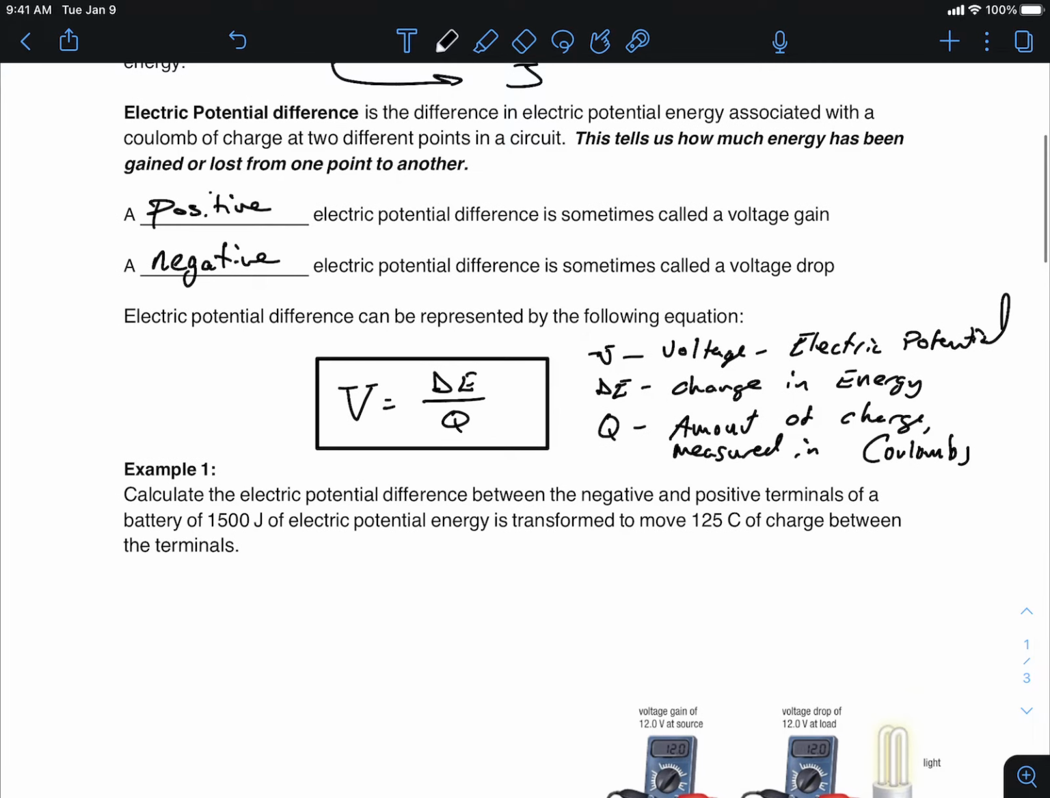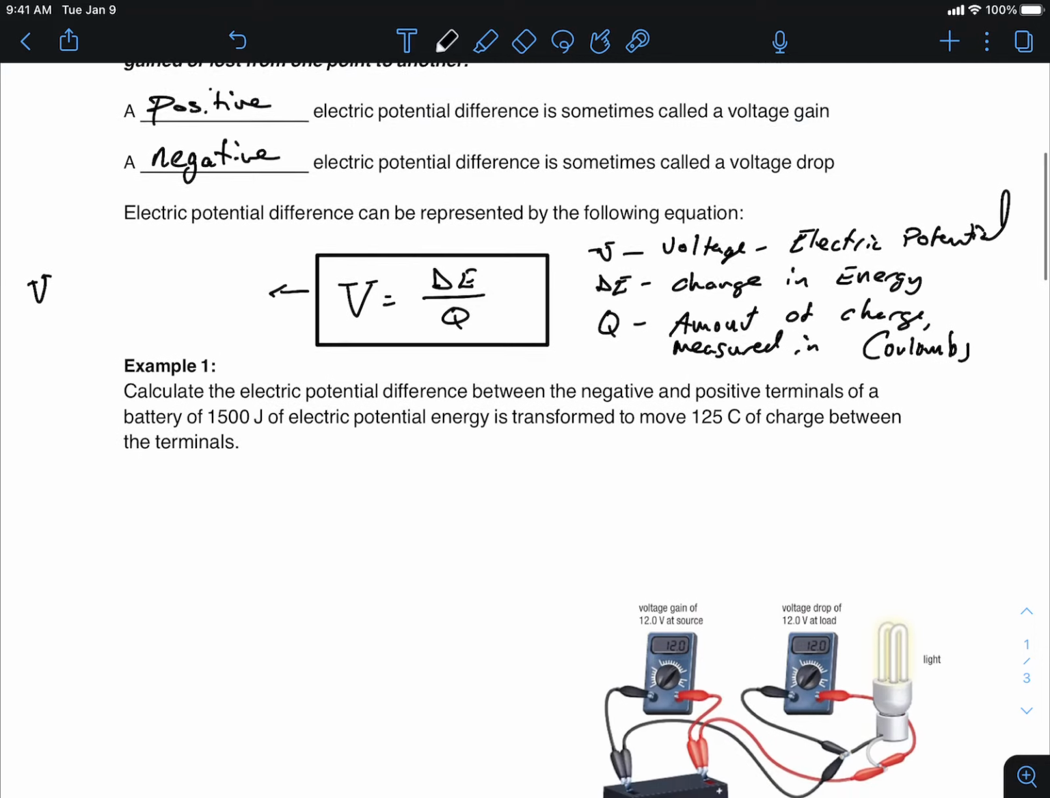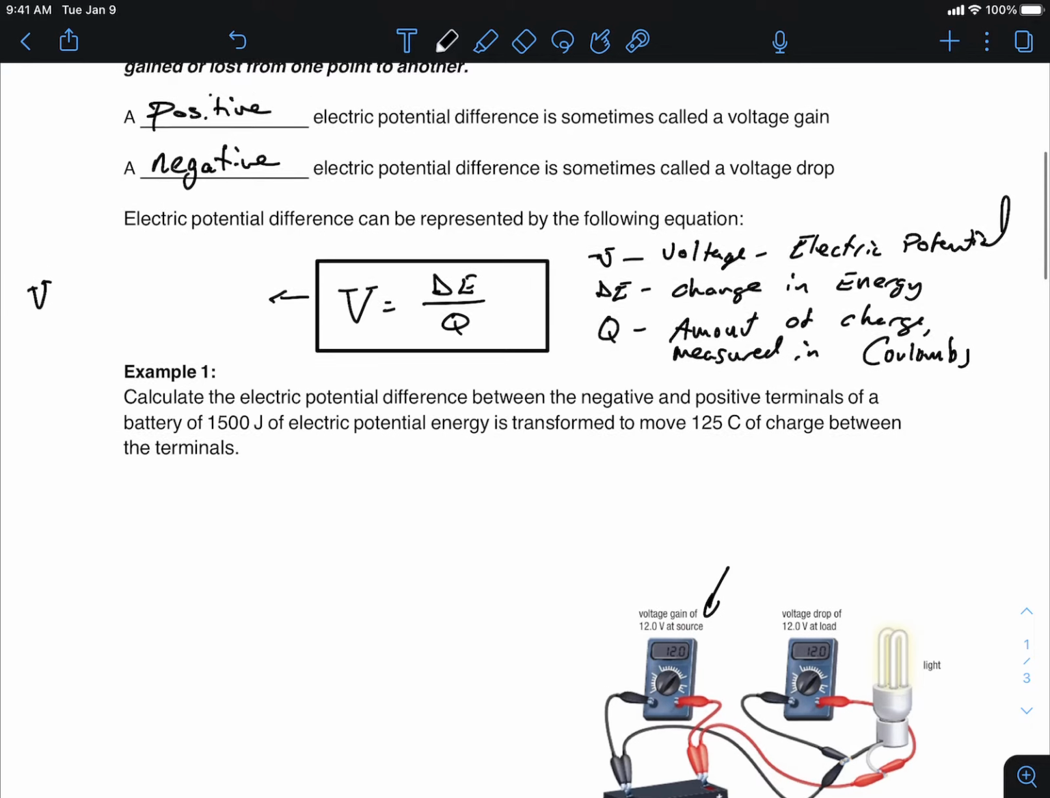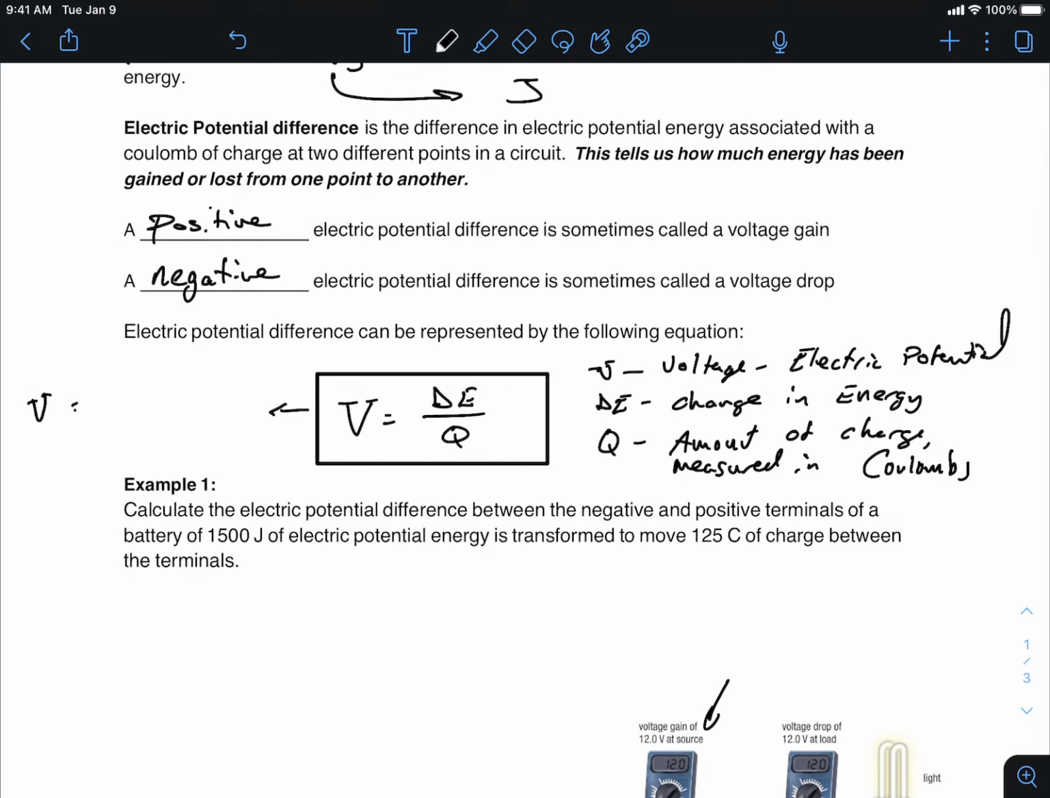So let's just jump down here. And I suppose there's one other thing I'm going to add here: voltage. What you would read on a voltmeter, if you've ever seen one of those. When we read a 12-volt battery, that's telling you how much energy, and we said energy was joules, how much energy every coulomb of charge has. Energy per coulomb.